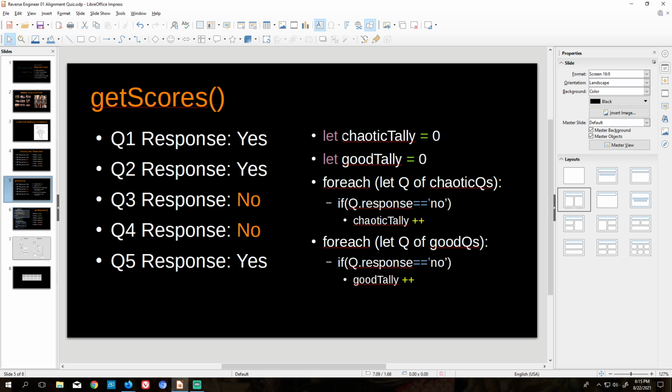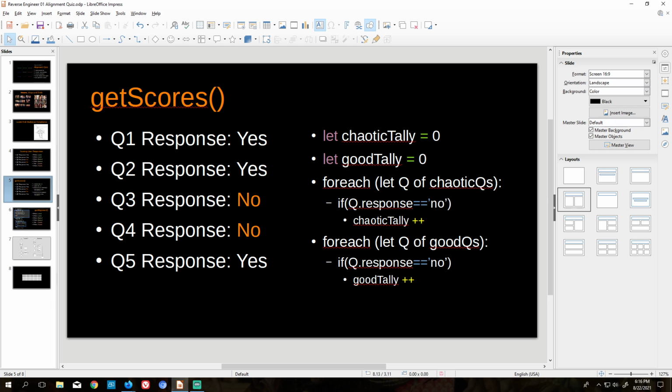We're going to set the chaotic tally to 0, set the good tally to 0. So this is for the first set of 5 questions. This is for the second set of 5 questions. And then we're going to use a for each loop. We're going to cycle through every question in the chaotic list.